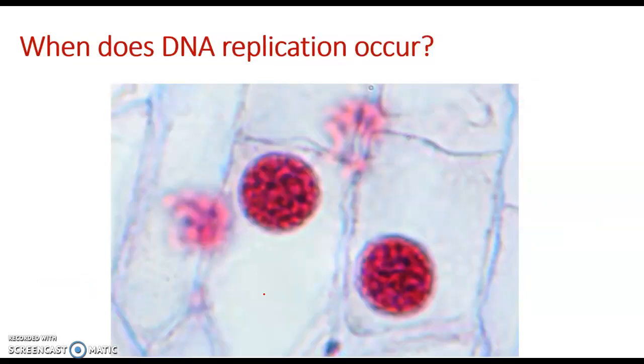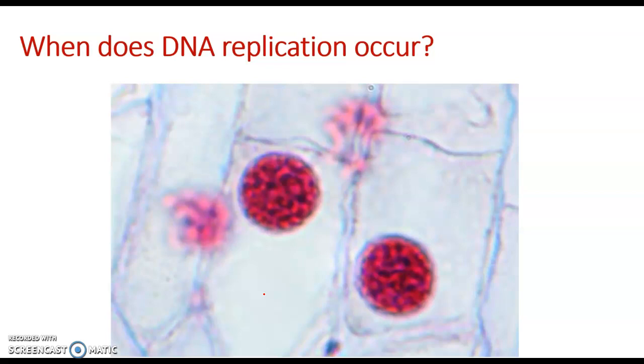So before we jump into how that DNA becomes replicated, I'll remind you that during the cell cycle, DNA replication happens during the S phase of interphase. And during interphase, all of the DNA is still contained within that nuclear membrane. So we haven't gone into mitosis or meiosis yet.